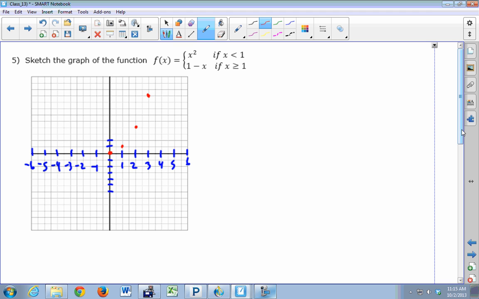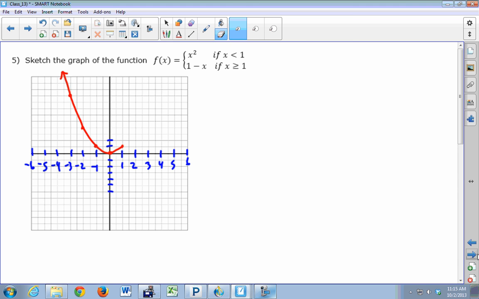And since I know this has even symmetry, I don't even have to bother. I know that there's going to be a corresponding point at exactly the same distance from 0 on the other side of my parabola. So here I go. I draw my parabola. And I stop at 1. I don't need the rest of my parabola. I'm going to erase it.